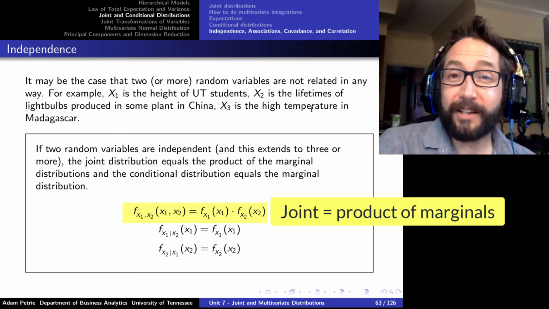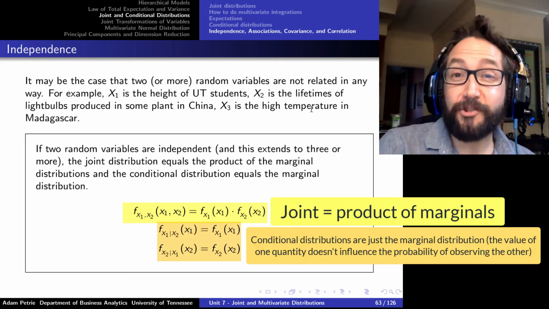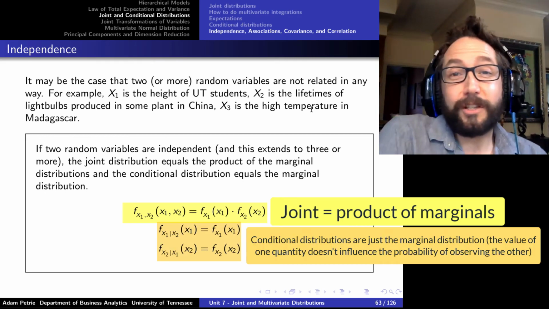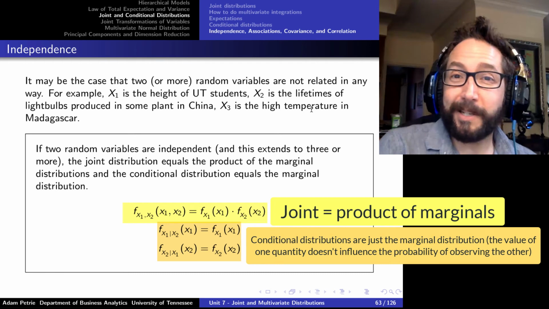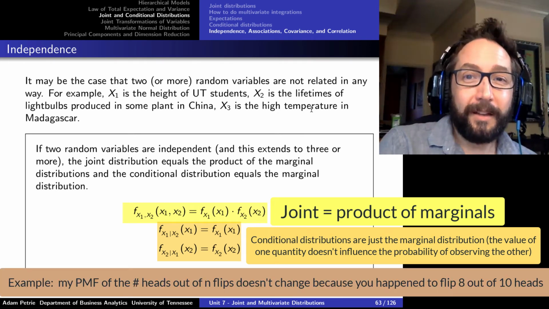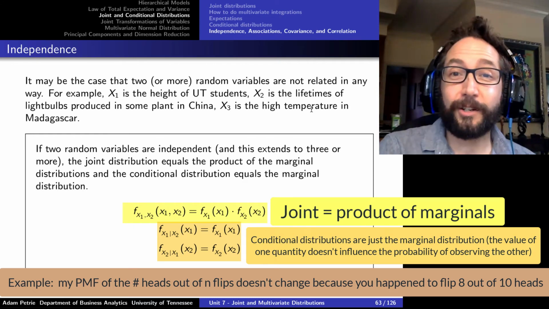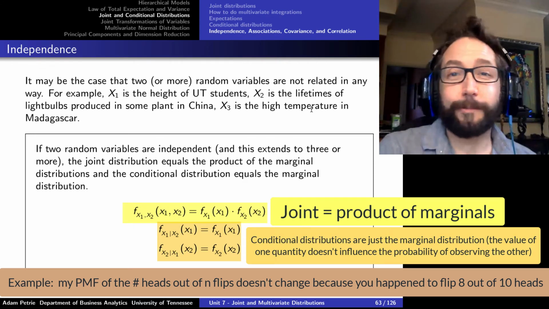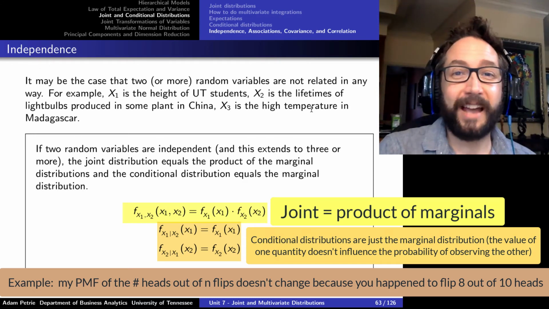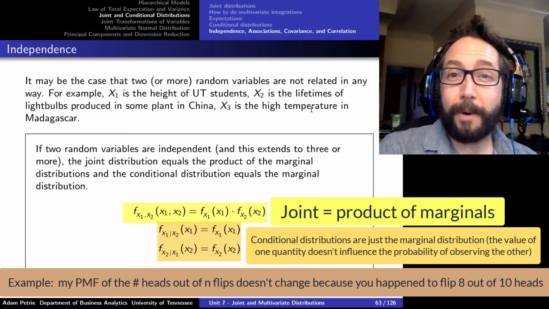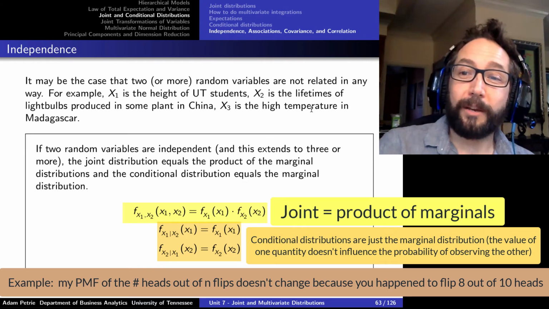And if x1 and x2 are independent, well, the conditional distributions simplify to just the marginal distributions themselves, because there is no dependence between the two. The conditional distribution of x1 for a particular value of x2 is just going to be the marginal distribution of x1 because x2 doesn't have any sort of bearing over what possible values of x1 we might end up observing.